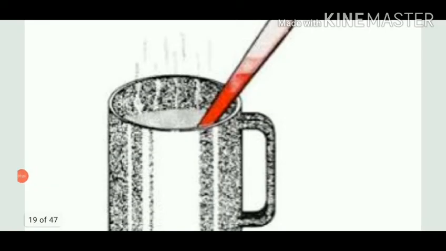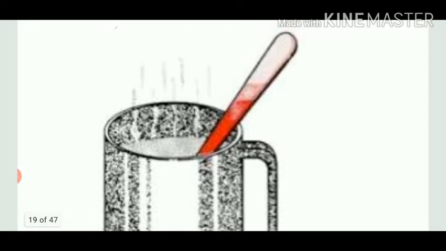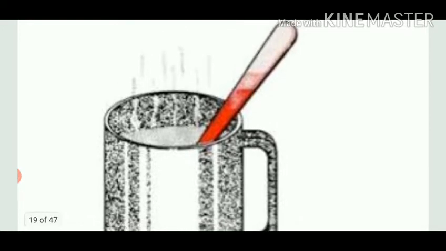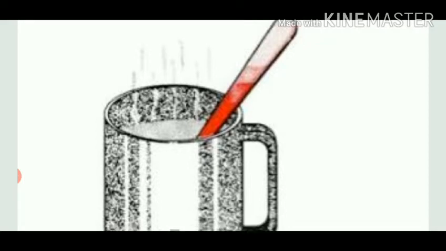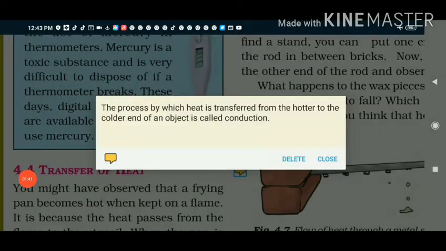If you dip one end of a metal spoon in hot water and hold the other end in your hand, what happens after a few seconds? The end of the spoon in your hand also heats up. This happens because of conduction. So how can we define conduction? The process by which heat is transferred from the hotter end to the colder end of an object is called conduction.